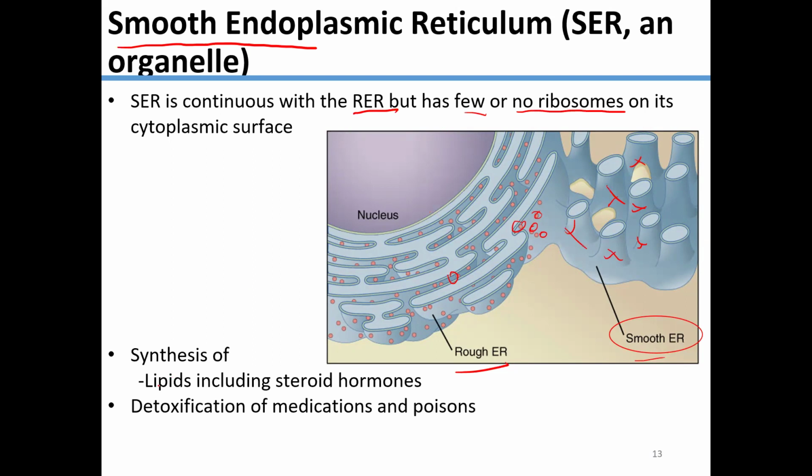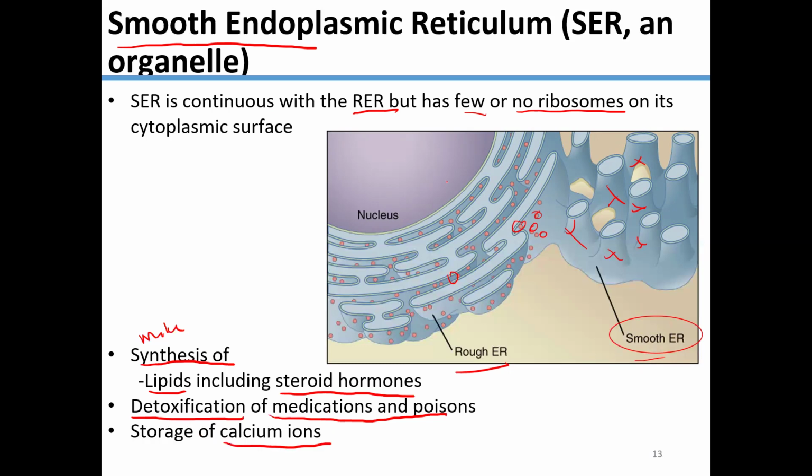Now, the smooth is going to be responsible for the synthesis, or in this case, the production or making of lipids, including steroid hormones. It's also going to be important for detoxification of medications and poisons, and it's going to also store calcium ions.